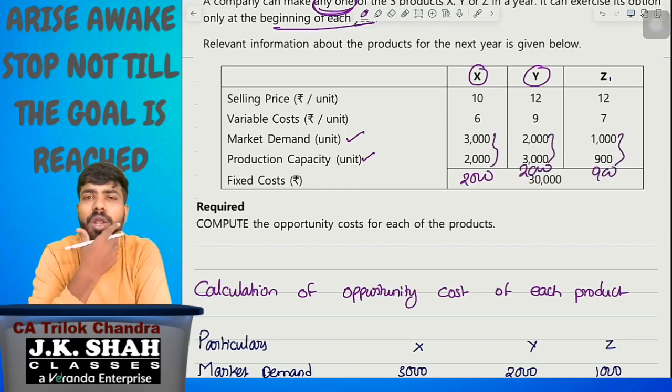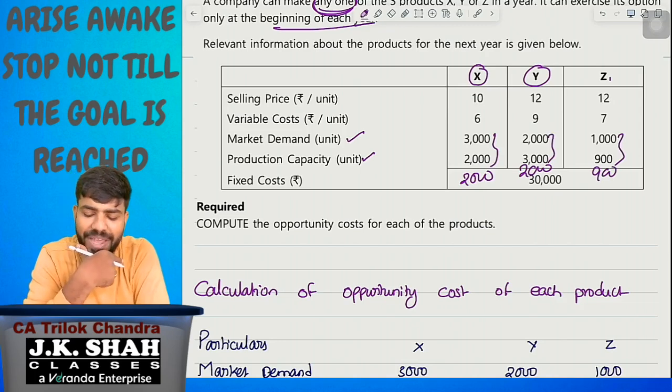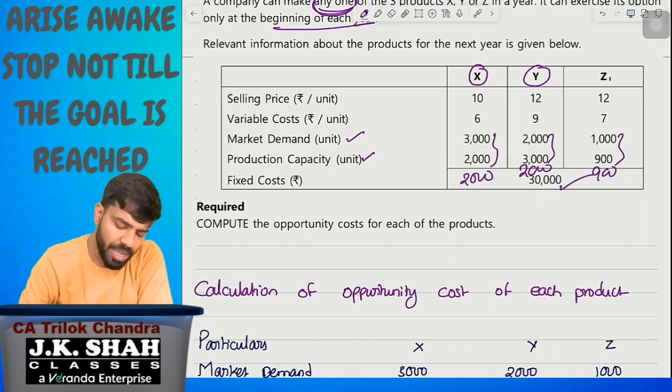Out of these two, whichever is lower. So the production of X is 2000, production of Y is 2000, production of Z is 900. And they have given the fixed cost of 30,000. What are they asking? Compute the opportunity cost of each of the products.